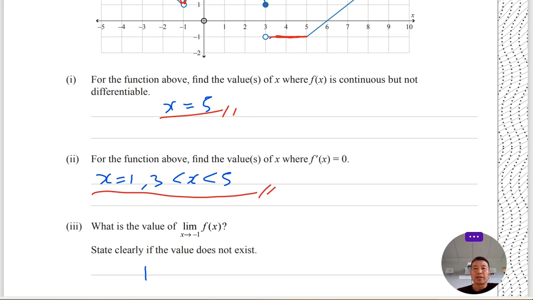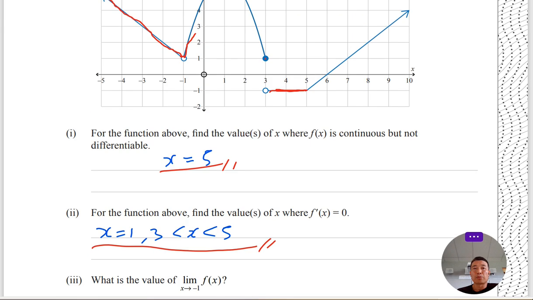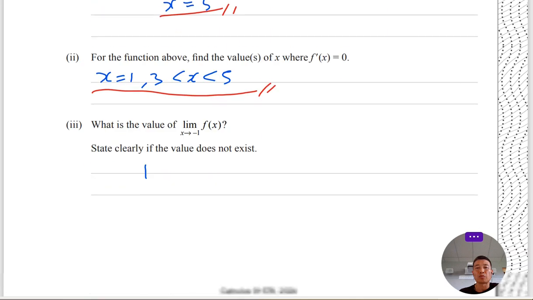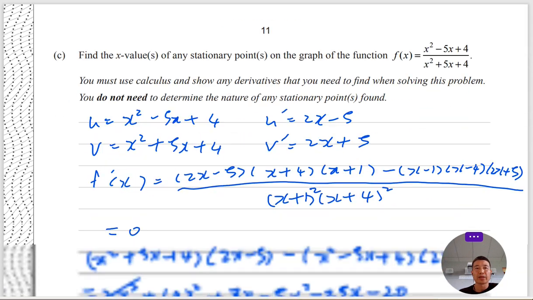What is the value of the limit of f of x when x approaches -1? So that means when x approaches -1 from left to right and right to left, it approaches toward 1, isn't it? Yeah. So you have to say 1 is the answer.